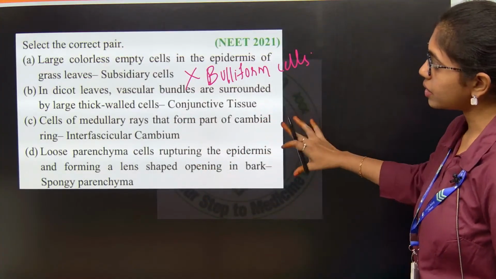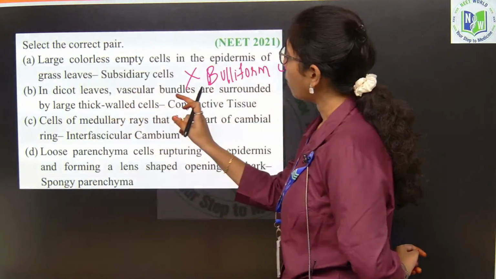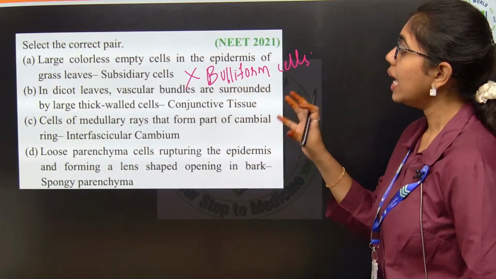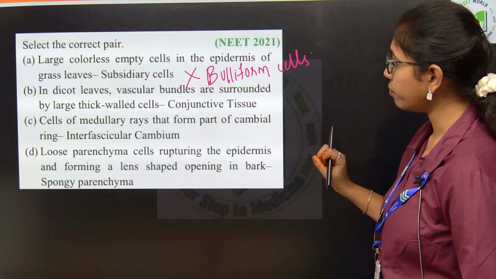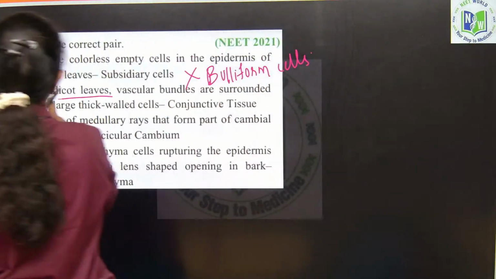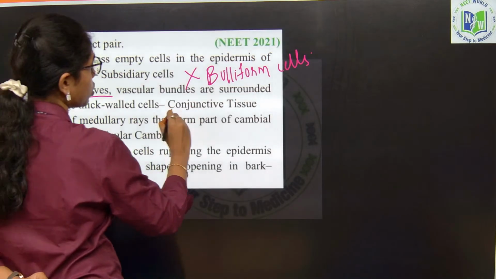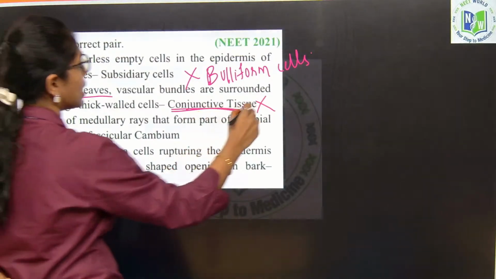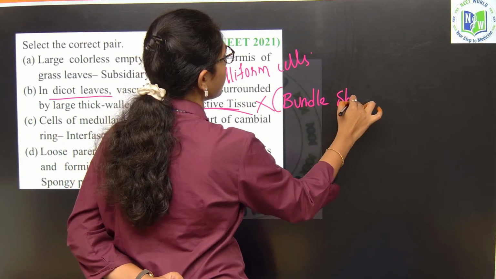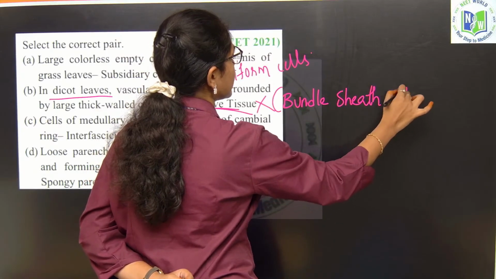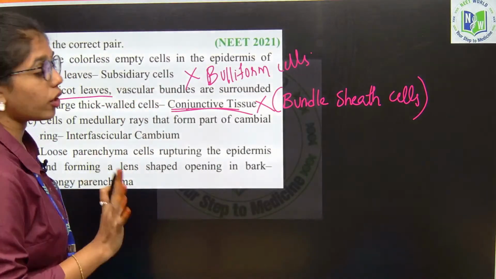So look at this option B. In dicot leaves, vascular bundles are surrounded by large thick walled cells, conjunctive tissue. No, the large thick walled cells here in leaves are bundle sheath cells. Conjunctive tissue you will see in between xylem and phloem in the root, not in the leaf.